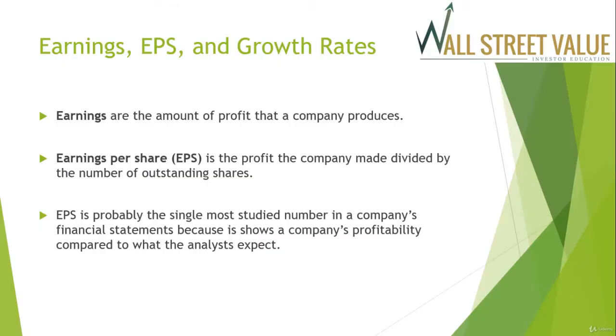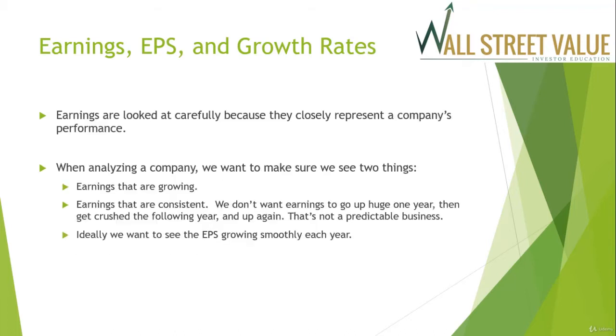So the first topic here is earnings. Earnings are the amount of profit that a company produces. Earnings per share, also known as EPS, is the profit the company made divided by the number of outstanding shares. EPS is probably the single most studied number in a company's financial statement because it shows a company's profitability compared to what the analysts expect.